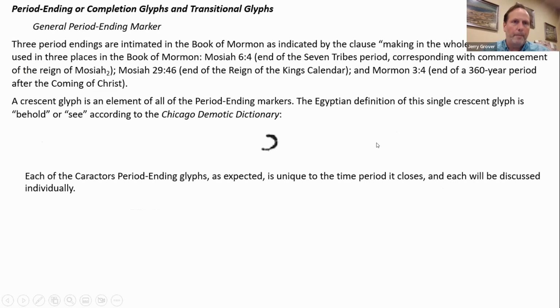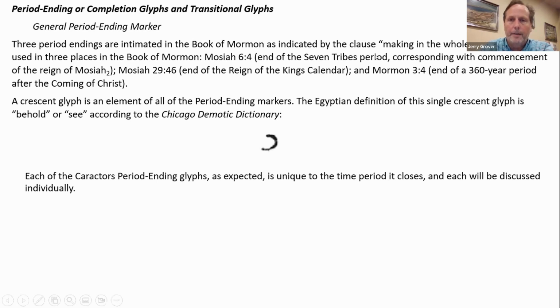Okay, then let's go to the period ending or completion glyphs. There are 3 period endings in the Book of Mormon, indicated by the clause "making an end." You actually see that in 3 different places. And I think what you're looking at there essentially is a glyph form for a period ending. They don't call it that in the text, but it's just recognized. That's how they translate it.